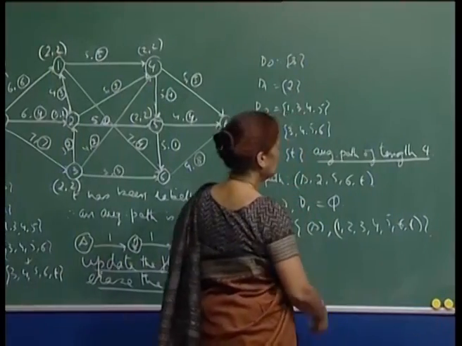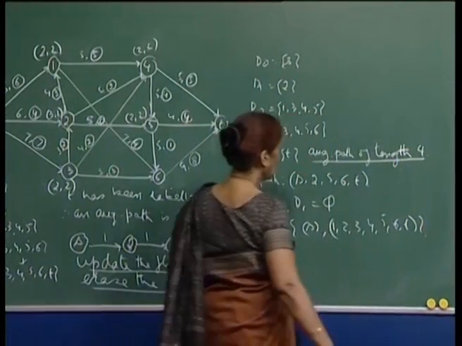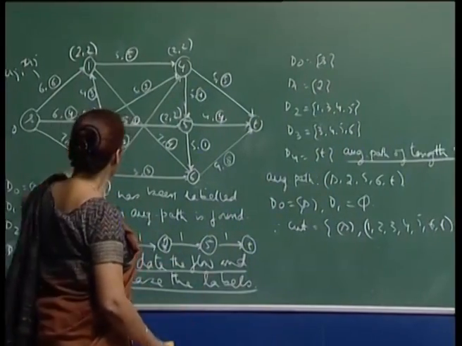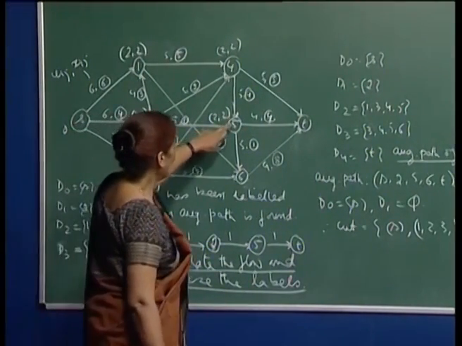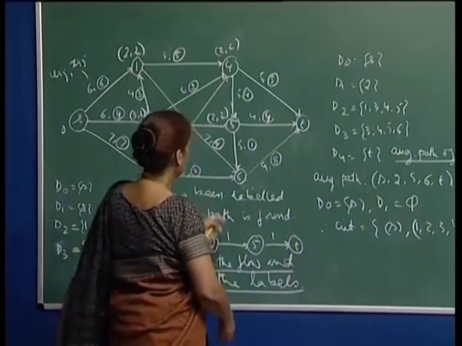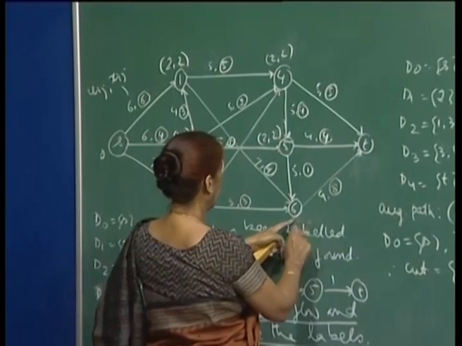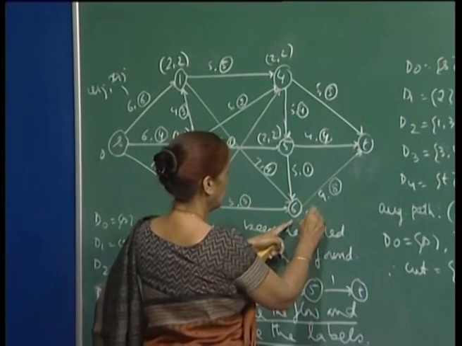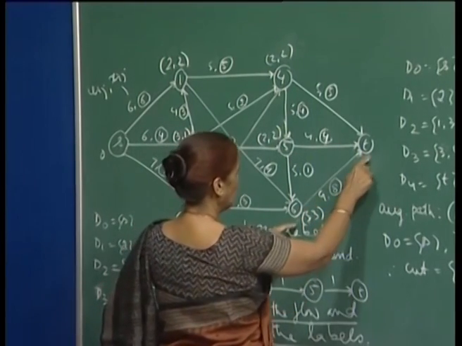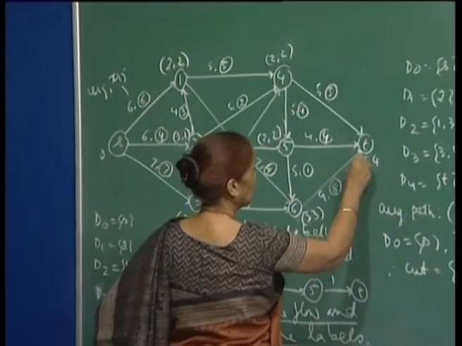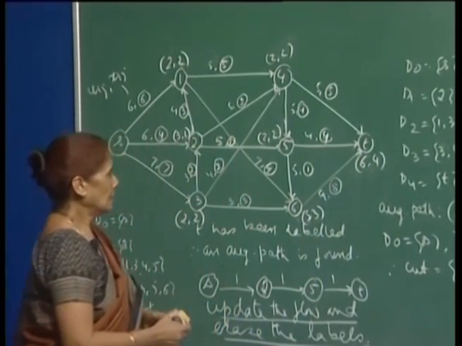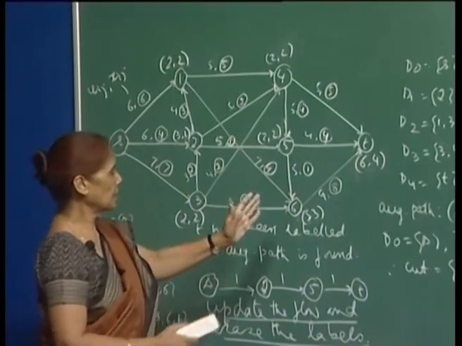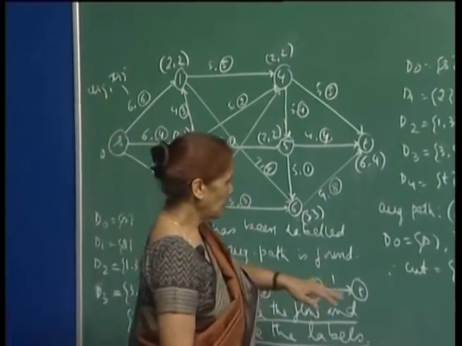So, when you label again, the path length will go up, and the augmenting path is now S, 2, 5, 6 and T, because here you came from 5 and 3, right, and the label for this became 6 and 4. So, length 4, so the path length keeps increasing every time you label.